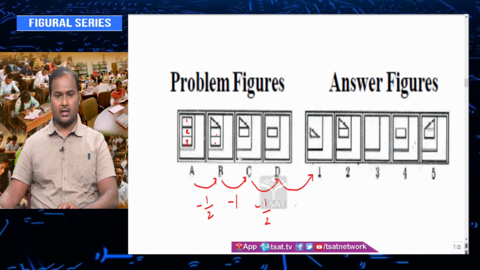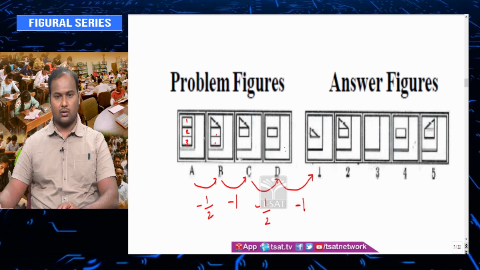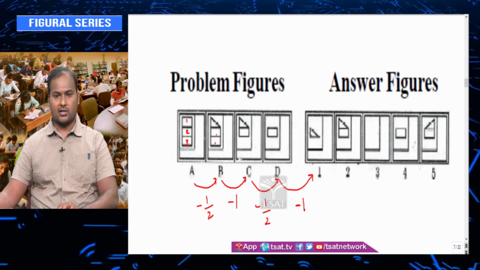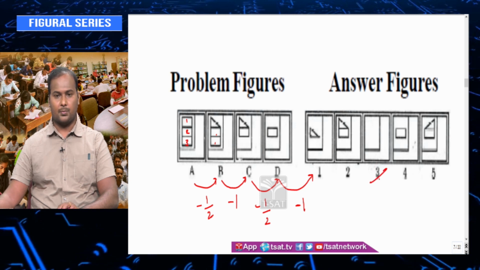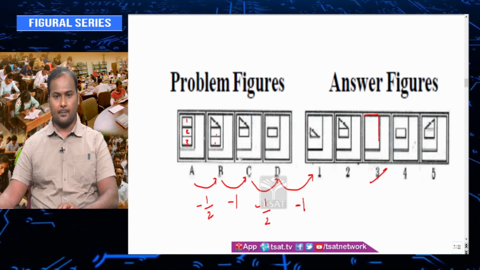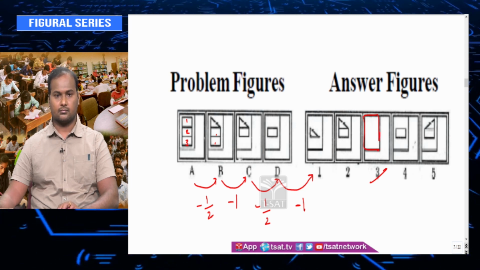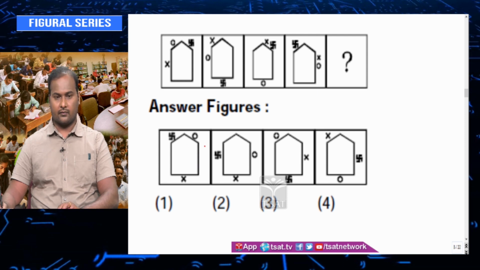You can see the next change will be again minus 1. So, remove the complete figure. The empty one is our answer. So, what is the empty figure in the answer figures? Option 3 is the empty figure. So, your answer is option 3. Question figures are followed by answer figures.